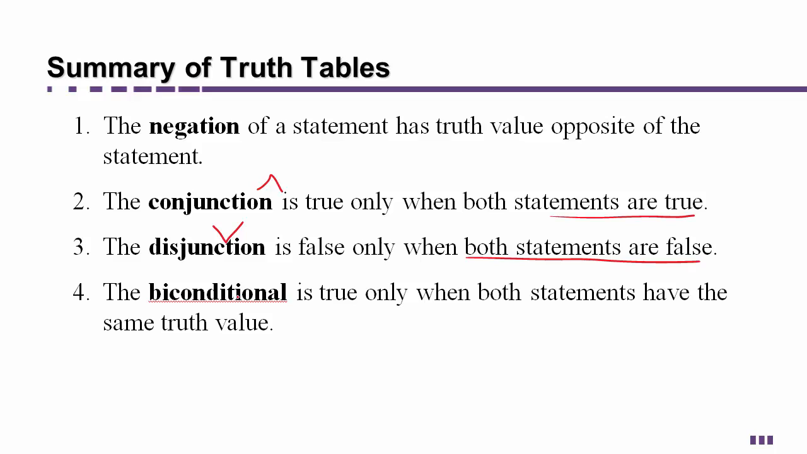And then the biconditional, the thing that goes in both directions, is true only when both statements have the same value. So they're both true or both false. So there's a summary of all of those things.